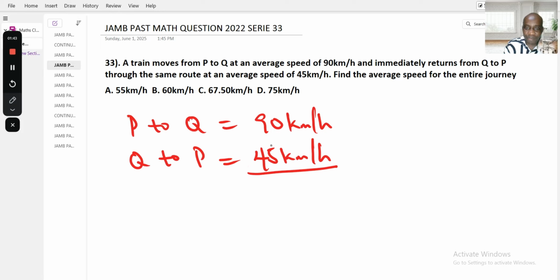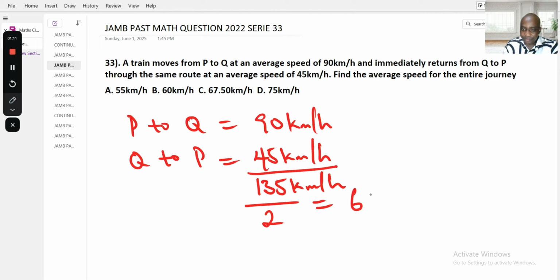Therefore, we are going to add it up. 90 plus 45 is going to give us 135 kilometers per hour. Now we will divide it by 2, because how many frequencies do we have there? The first speed is 90, the second one 45, so 2. Therefore, the total frequency is what? 2. We are going to divide it by 2 to get our average. 135 divided by 2 is going to give us 67.5 kilometers per hour. This is our average.